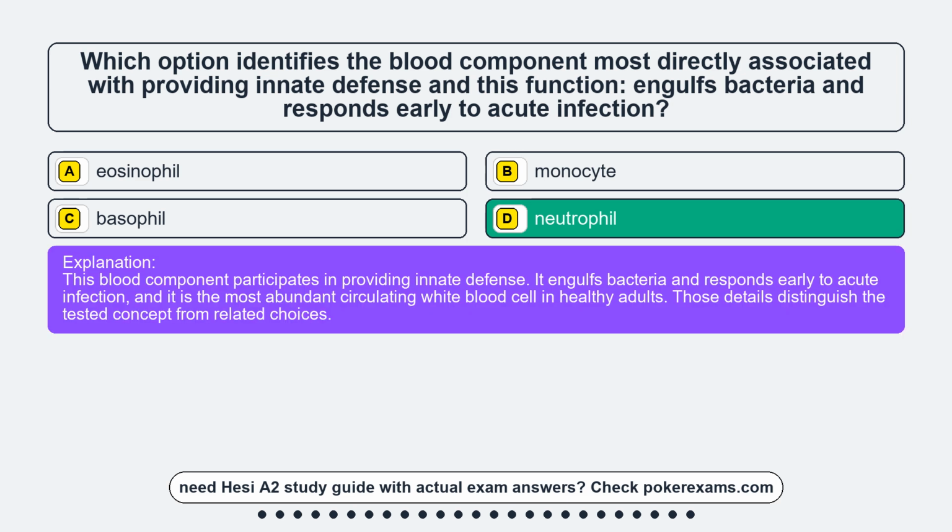This blood component participates in providing innate defense. It engulfs bacteria and responds early to acute infection, and it is the most abundant circulating white blood cell in healthy adults. Those details distinguish the tested concept from related choices.